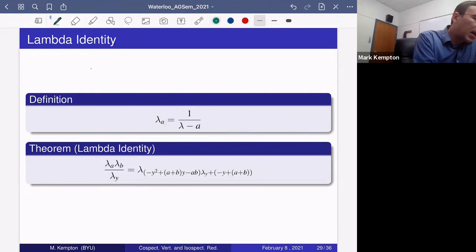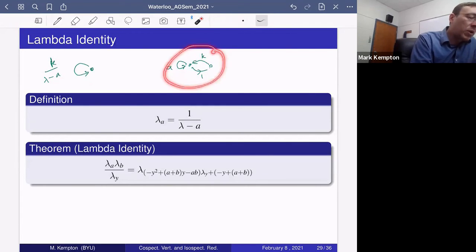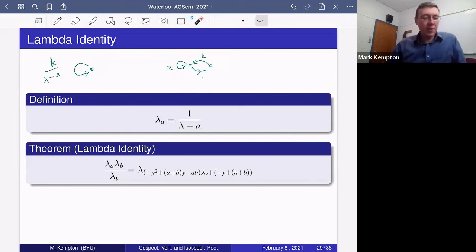So if I have a single vertex with a loop weighted by 1 over lambda minus a, then the directed graph, and let's even put some weight on the top, the directed graph that looks like this, where the weights multiply to the weight on top along those two edges, and then the weight a on this loop, will isospectrally reduce down to that single vertex.